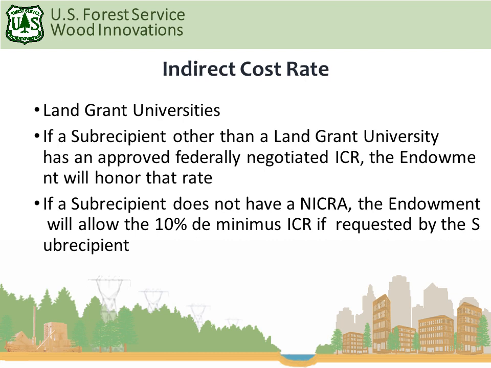If you are awarded a grant and you are not a land-grant university and you have a federally negotiated indirect cost recovery rate, the endowment will honor that rate. So that's a fairly straightforward process. Most of your institutions will have an ICR that's been approved by a federal agency. All you need to do is show us that letter, and we should be able to move that forward. Finally, if a subrecipient doesn't have an indirect cost recovery rate negotiated, the endowment can have a 10% de minimis ICR as requested by that subrecipient.